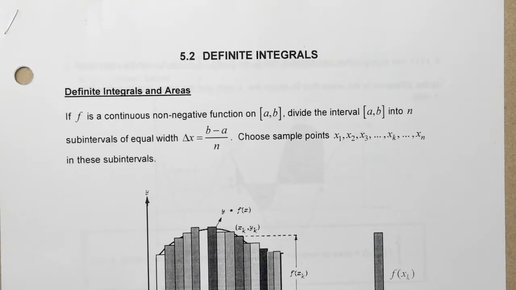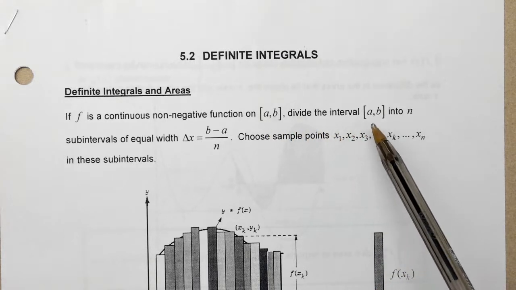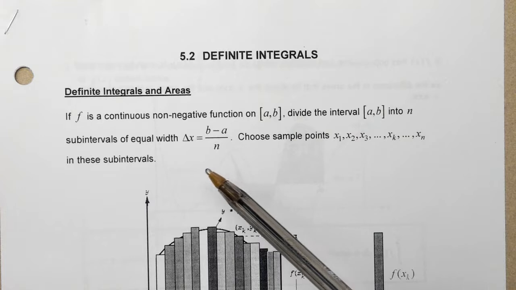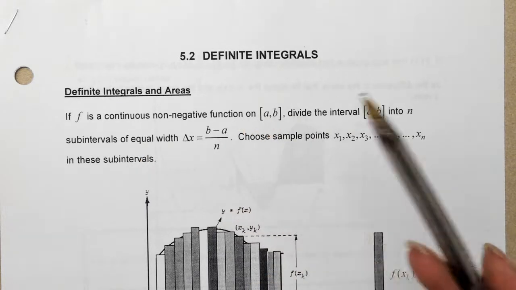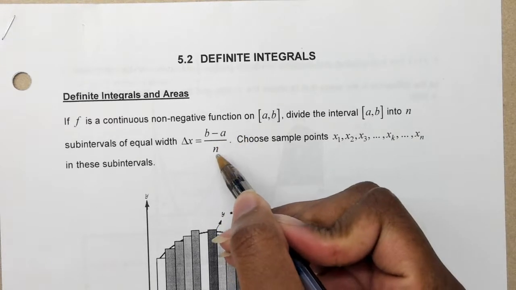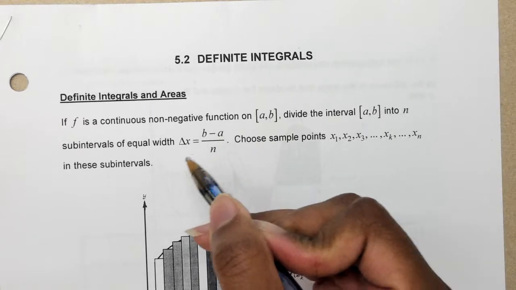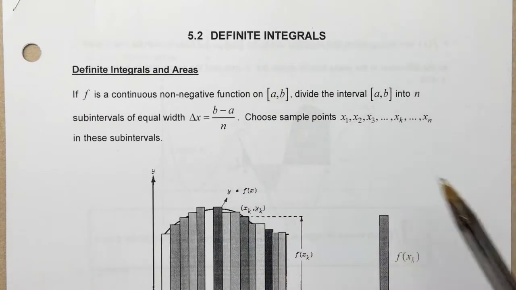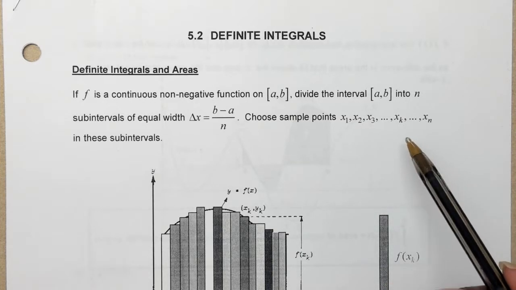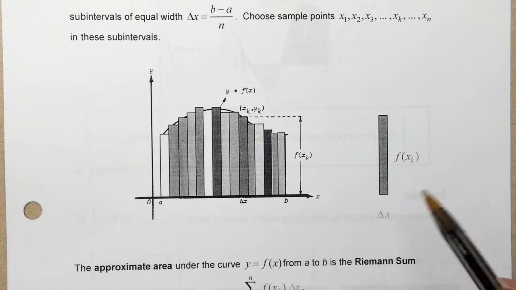5.2, definite integrals. Definite integrals and areas. If f is a continuous non-negative function on the interval a to b, divide the interval a to b into n subintervals of equal width by first taking b minus a, dividing it by however many subintervals you need, and that will give you the change in the x values. Then you choose sample x points in these subintervals, and then you add them all together by finding their areas, right?